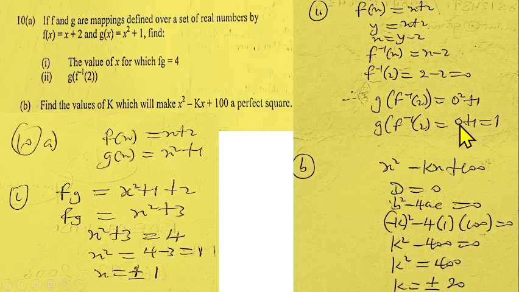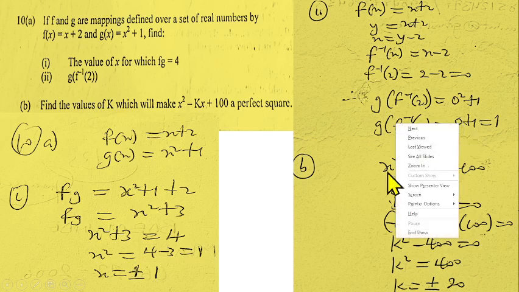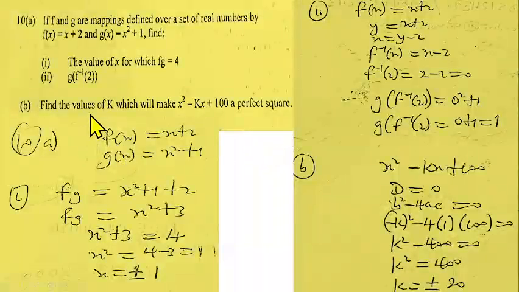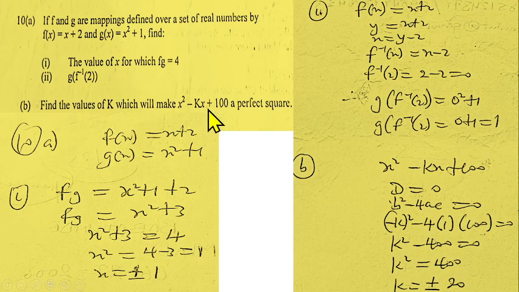Then if that is the case, we have to find, for the 10b, we have to find the value of k for which x squared minus kx plus 100 is a perfect square. This is a quadratic expression. We have to make it a perfect square. And how do we do that? We know that when it comes to making a quadratic expression a perfect square, we can use the discriminant. Discriminant is what defines the nature of a quadratic expression or quadratic equation. So when the discriminant is equal to 0, that means it's a perfect square.